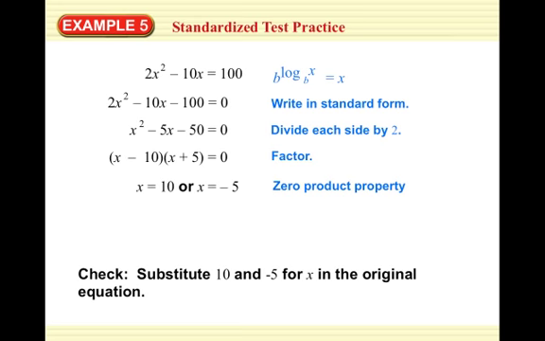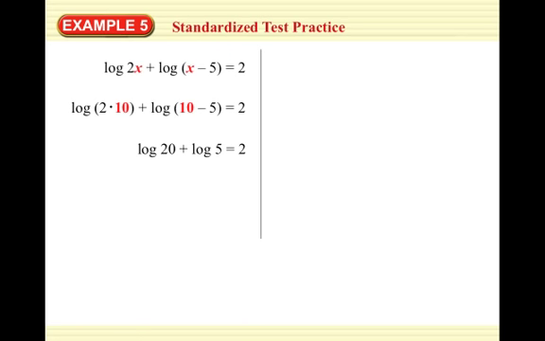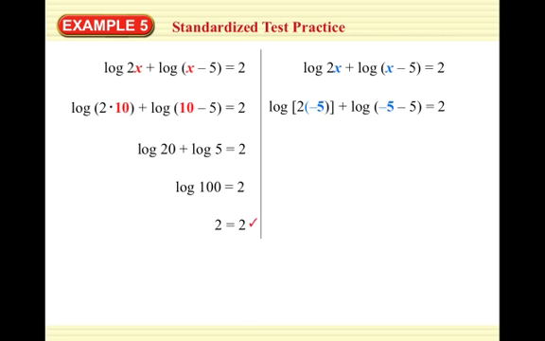Now, to check, we're going to substitute 10 and negative 5 for x in the original equation. So let's do 10 first. So we have the common log of 2 times 10 plus the common log of 10 minus 5 equals 2. 2 times 10 is 20, 10 minus 5 is 5. So we've got common log of 20 plus common log of 5 equals 2. All right, so if I condense this, which I need to, what I'm going to do is multiply the 20 times the 5. So I have common log of 20 times 5, so common log of 100 equals 2. Well, the power of 10 that gives us 100 is 2, so 2 equals 2. That solution checks.